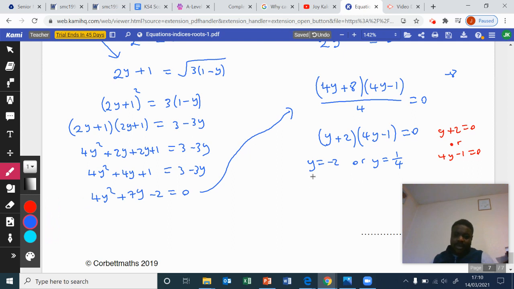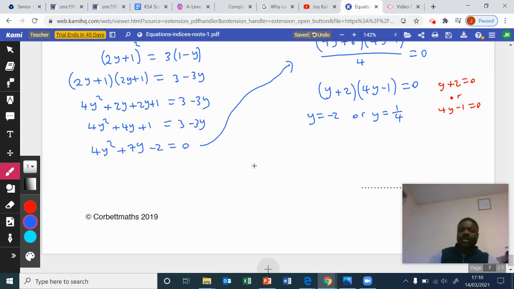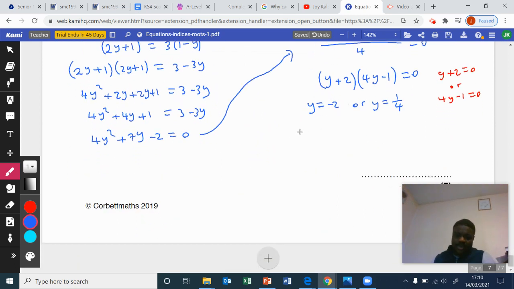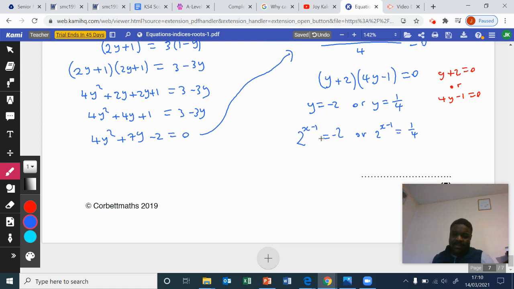Okay, and then remember, we let y equal 2 to the power of x minus 1. In hindsight, it might have been better to let 2 to the power of x equal y, but it's okay, we move. 2 to the power of x minus 1 is equal to minus 2, or 2 to the power of x minus 1 is equal to a quarter. Then to work out x, well, left-hand side, not really going to work. You can't have 2 to the power of something equal a negative number. If you don't believe me, you use your calculator. So we have 2 to the power of x minus 1 equals a quarter, but a quarter, remember, is 2 to the power of minus 2. So x minus 1 is equal to minus 2. Adding 1 to both sides, we get x is equal to minus 1.